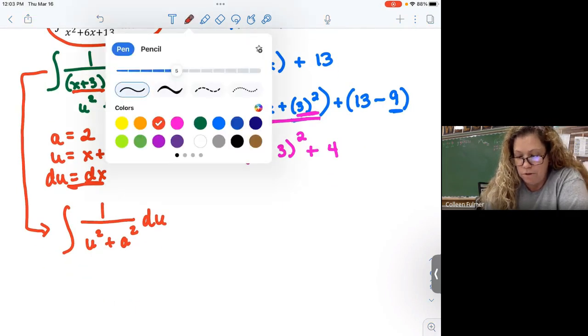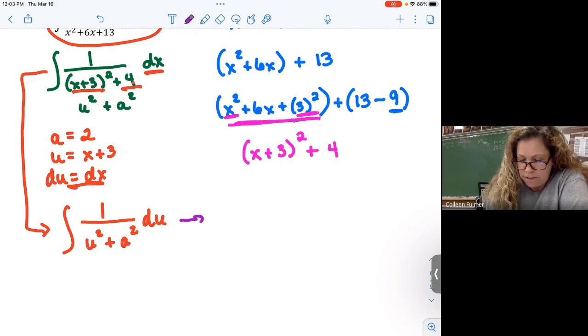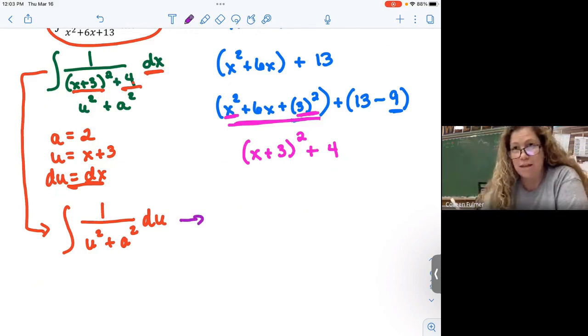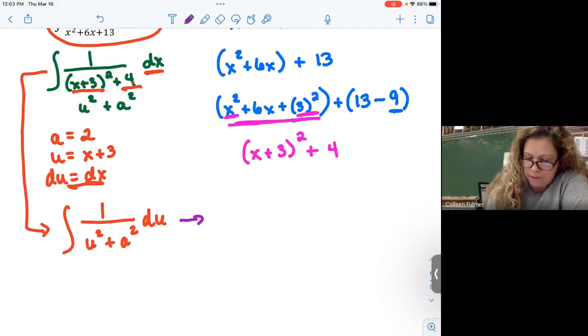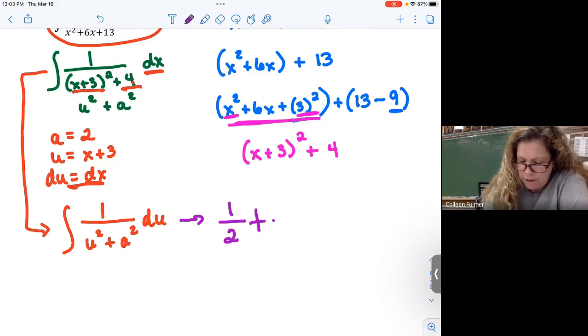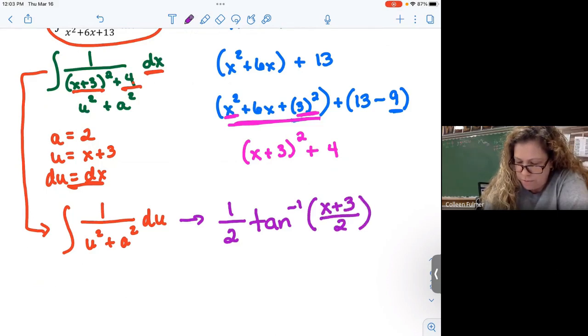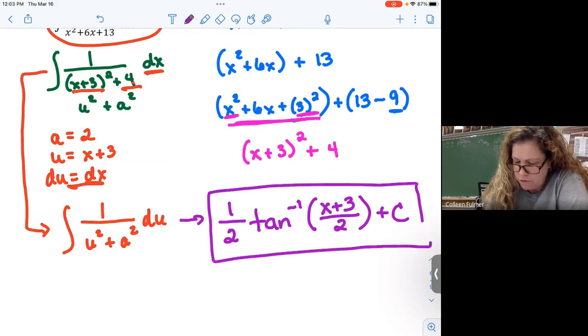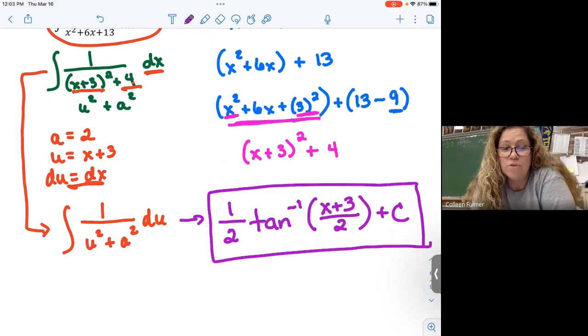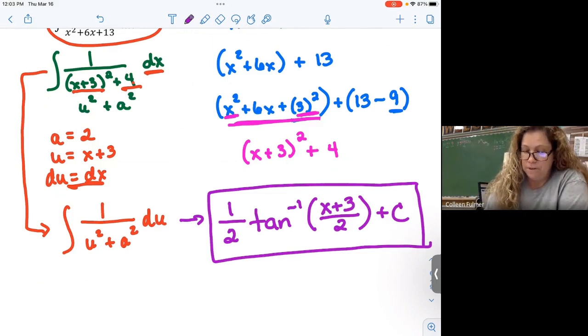All right, I'll go purple here. This is now the inverse tangent. And if you remember, that formula is 1 over a times the inverse tangent of u over a plus c. So this becomes 1 over a, which is 2, times the inverse tangent of u over a, so that's x plus 3 over 2, plus c. And that is how you do integrals with completing the square. Let's take a look at the next problem.